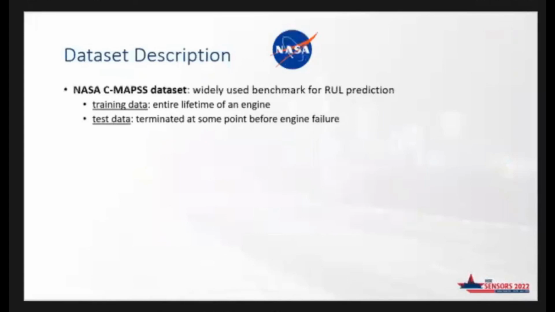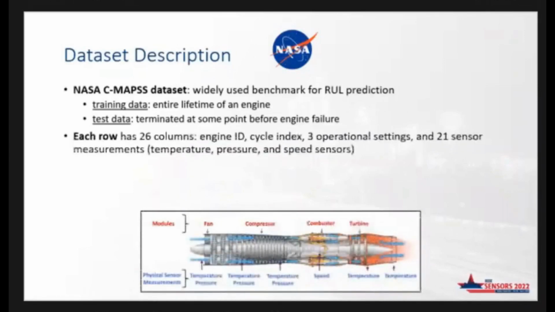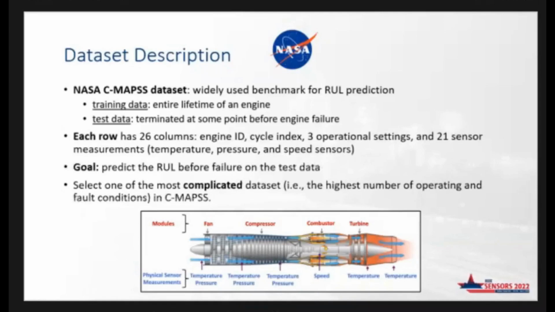As a data set, we have used the publicly available NASA C-MAPSS data set, which is a benchmark for RUL prediction, in which we have separated training and test data. The goal is to predict the remaining useful life before the engine failure. So here's a simulated engine diagram in this data set. We have different modules, compressor, combustor, turbine, and different sensors are placed on these modules, which provide our data. This data set has 4 sub data sets. We have worked with one of the most complicated ones.